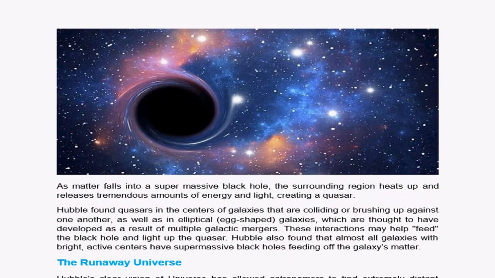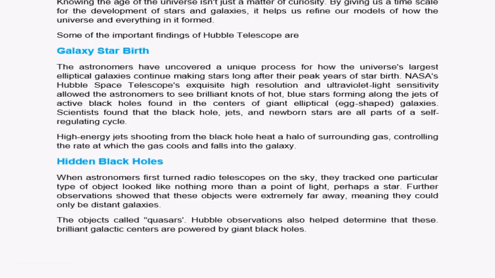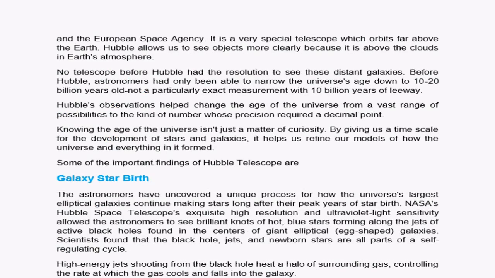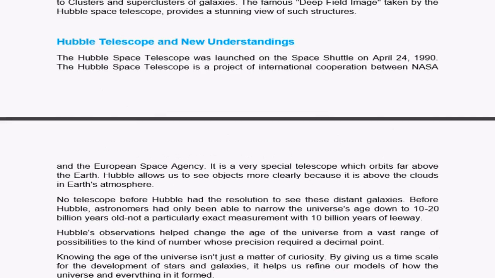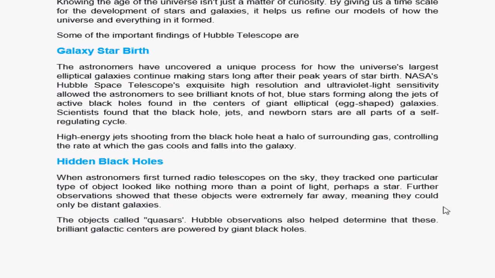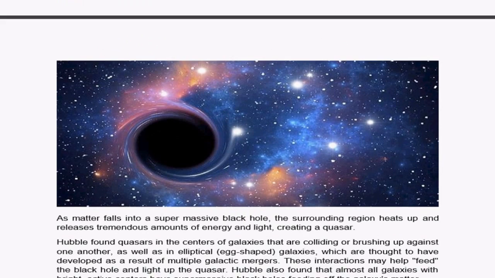This is the picture of this black hole. As matter falls into a supermassive black hole, the surrounding region heats up and releases a tremendous amount of energy and light, creating a quasar. What is the meaning of quasar? Quasar meaning, here we just read it out, quasar. The hidden black object, this is called the quasar.